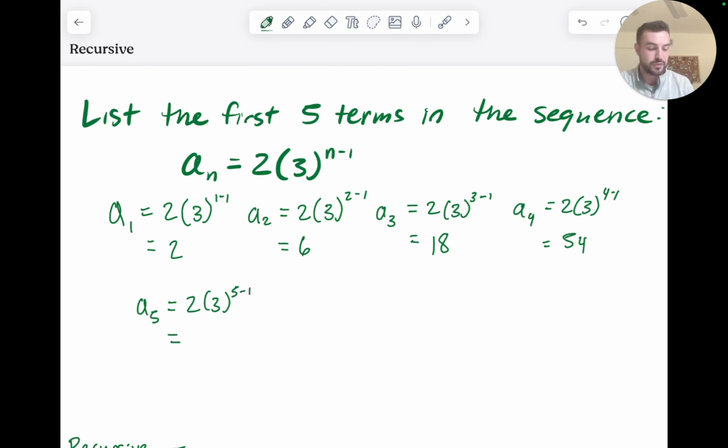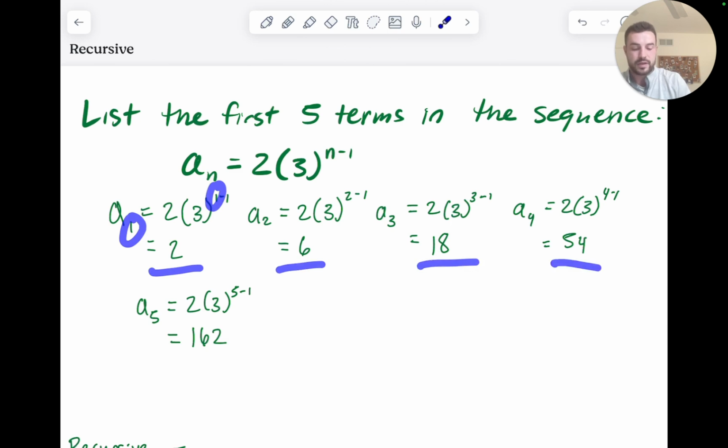and that's going to simplify to 162. So it wasn't very efficient here. I had to do a lot of work. I took my equation each time to find the term I wanted. I would plug in that number to my equation and then simplify. That's how I got these values here.